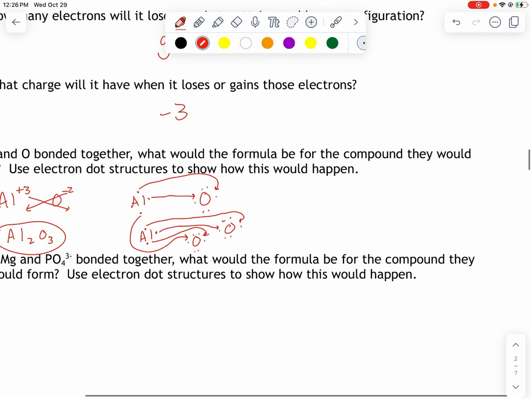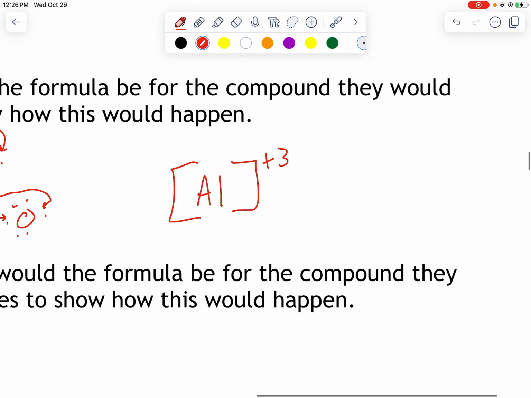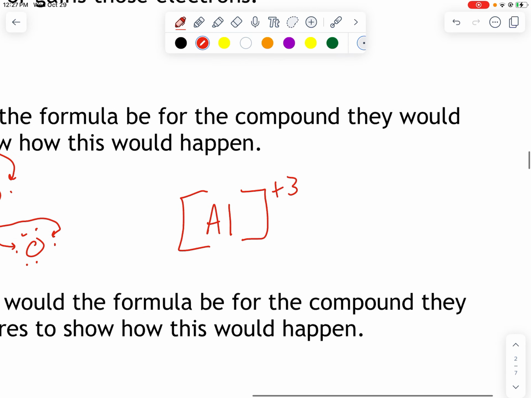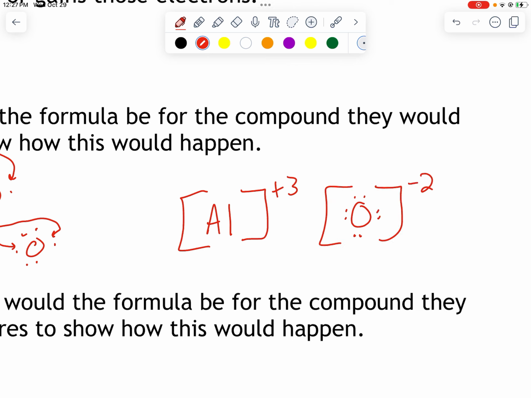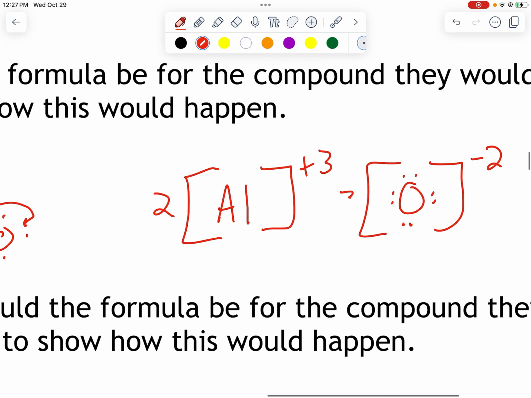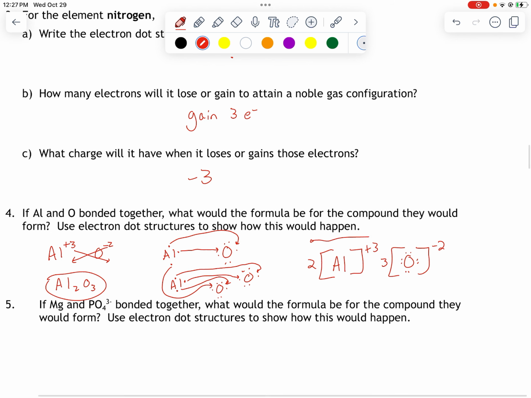To show it with brackets, aluminum's not going to have any dots on it because it lost all of its dots, so you'll draw it without any electron dots. And an oxygen has gained enough to have 8. And then you want to write down how many you have. So you have 2 aluminums, 3 oxygens. Ultimately on the test, this is what I really just need to see right here. But if you want to show the arrows, it's totally fine.